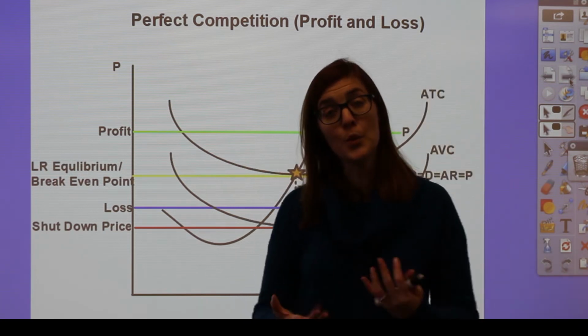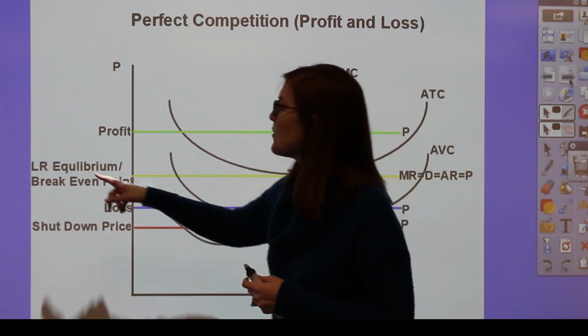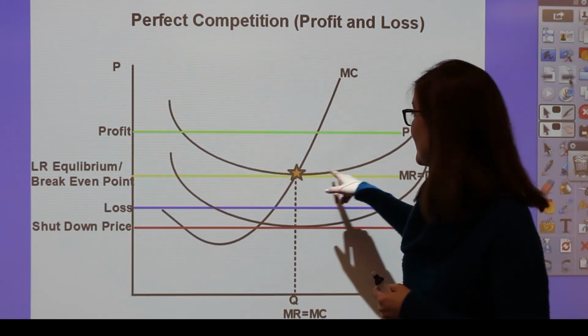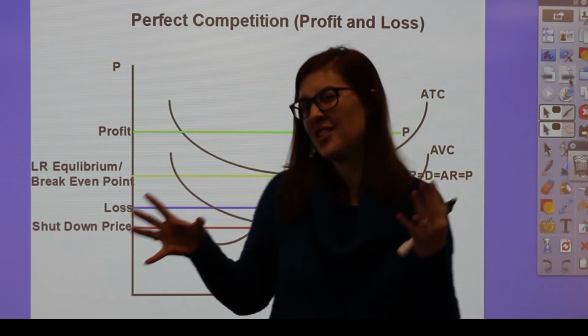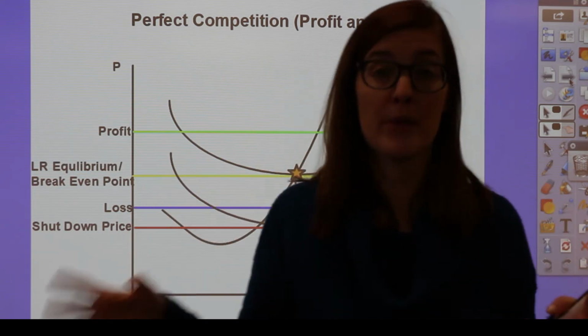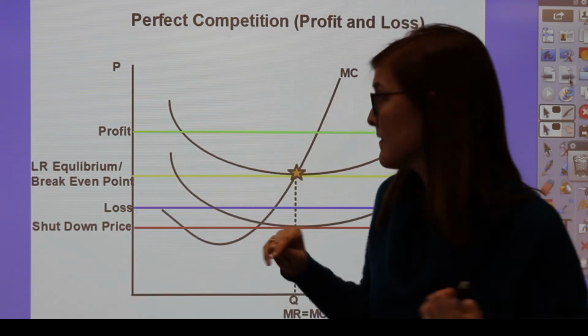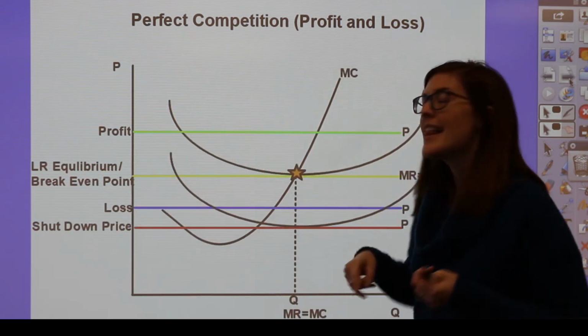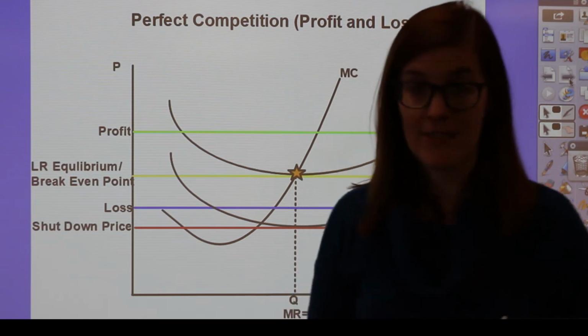If price is equal to average total cost, this is known as that break even, that normal profit point where it intersects the minimum ATC. That's the goal, and actually in perfect competition, that's where firms always end up in the long run, which we'll get to in a moment. And then if price is above average total cost, that means a firm is making a profit.